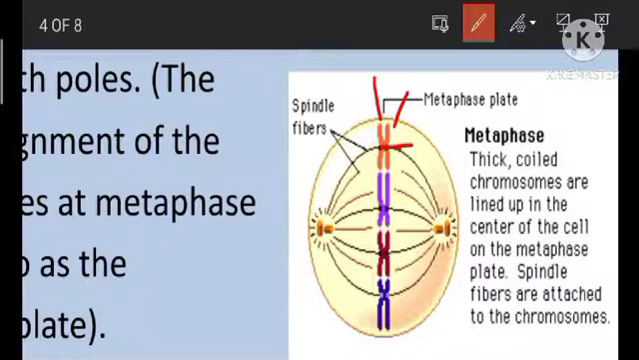Then you can see the spindle fibers, isn't it, which are arising from the centrioles. They will be seen attached to the kinetochore. Okay, so the disc shaped structure is there in the centromere, so you can see them attaching to the kinetochore. On either side it will be getting attached. The spindle fibers get attached to the kinetochore of the centromere. Okay, so these changes take place during the metaphase stage.